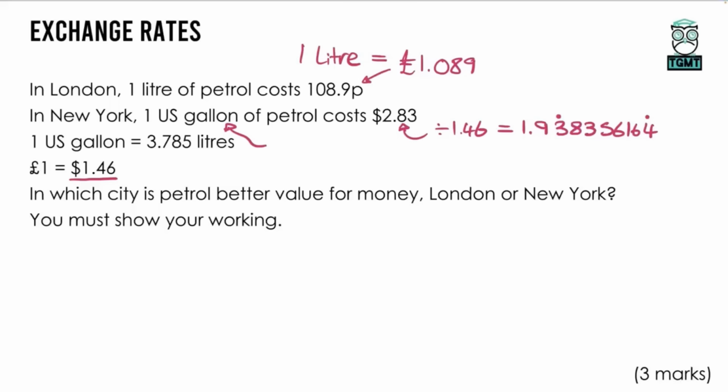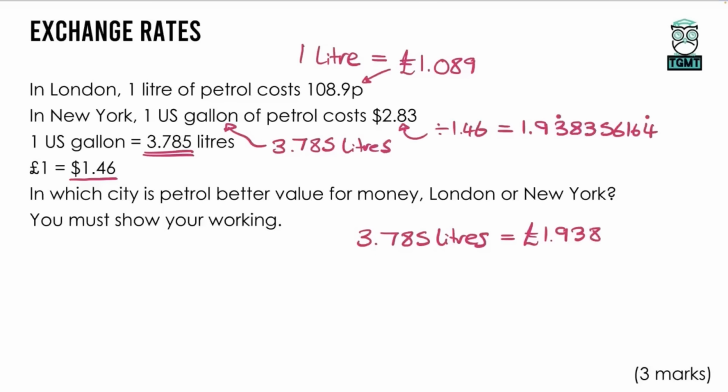So if we want to turn that into litres, well, we've been told here that 1 gallon is 3.785 litres. Now we want to compare this as 1 litre. So we have 3.785 litres, which is equal to this £1.93 with the 8356164 number, which I am just going to leave on my calculator because that's really awkward to have to type back in.